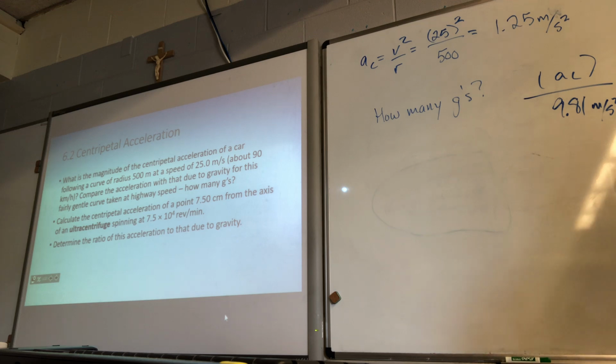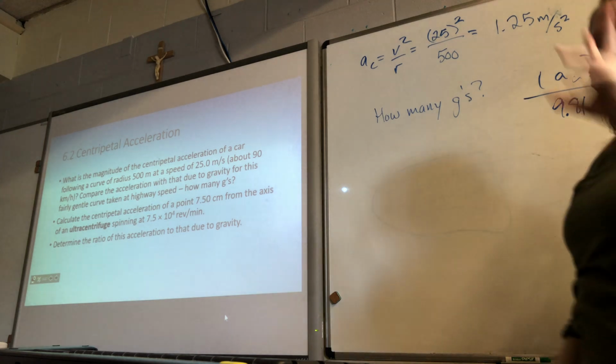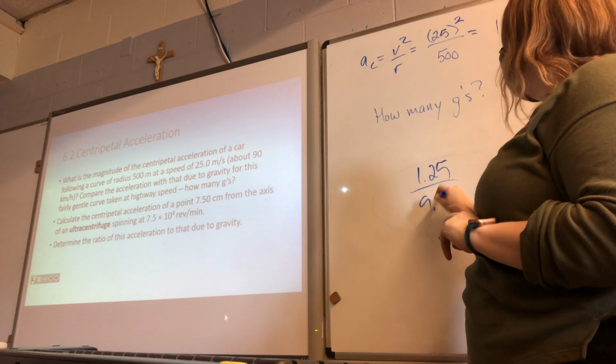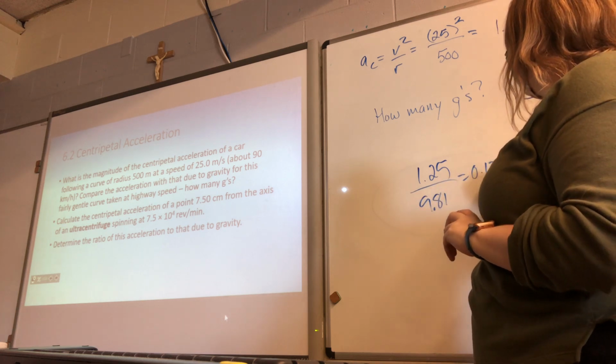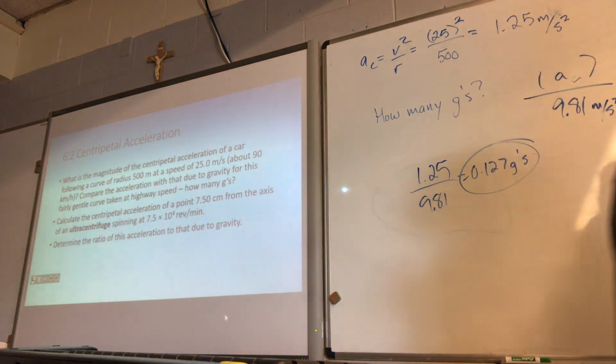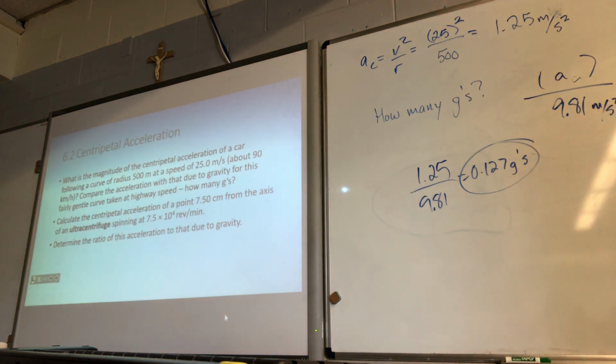Say again? AC. Sorry, AC. So what's the value in G's, if you will? 0.127. So we're not even pulling a G when you take a curve at 25 meters per second.